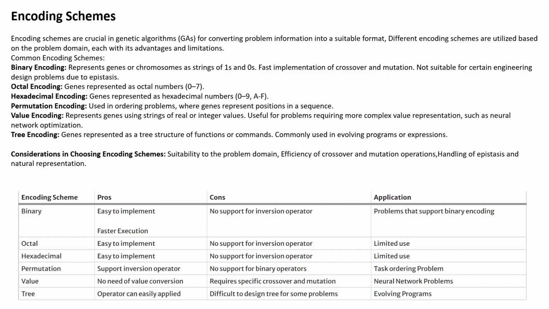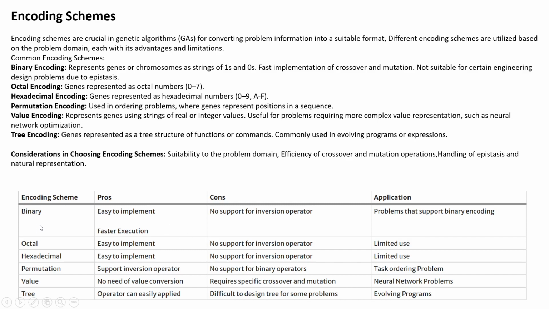Now, the things you need to consider while choosing your encoding scheme is that it should be suitable to the problem domain, and the efficiency of mutation and crossover handling. We'll see in mutation and crossover handling how mutations occur and why it is easier for zeros and ones to mutate. Obviously it'll be easier, but here are some pros and cons given.